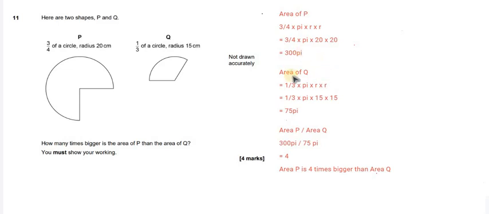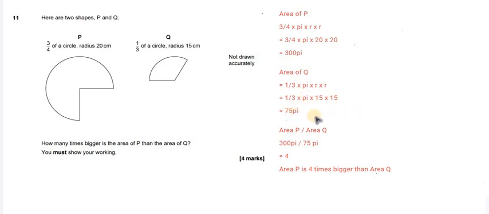Okay? The area of Q, 1/3 of a circle, radius 15 centimeters. So, if the whole area of the circle, radius 15, is pi times 15 times 15, the area of Q would be 1/3 of that. So, that's 1/3 times pi times 15 times 15, which is 225 divided by 3, which is 75 pi. Or you can do 15 divided by 3, that's 5, times 15, 75, and then you add your pi.